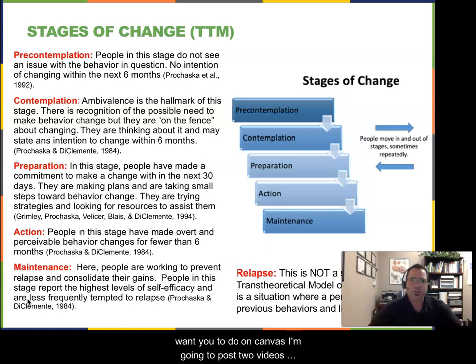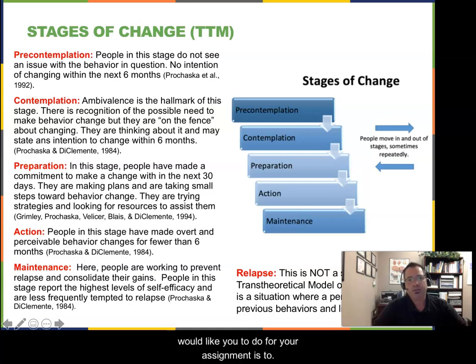On Canvas, I'm going to post 2 videos. They're both music videos. One music video is Johnny Cash doing a cover of a song called Hurt. It might be helpful if you watched the video, listened to the video a couple of times. And then the other video, it's a music video, is called Rehab by Amy Winehouse. There are distinct differences between the 2 videos.